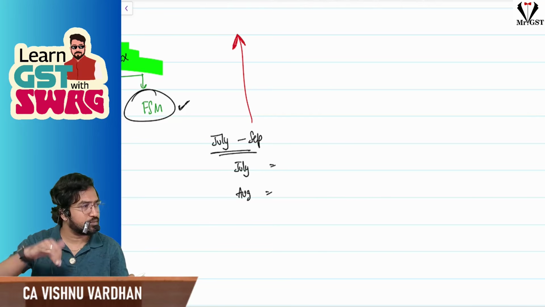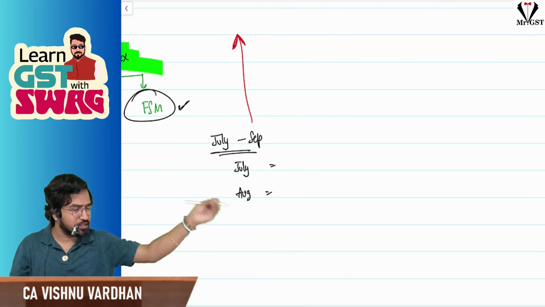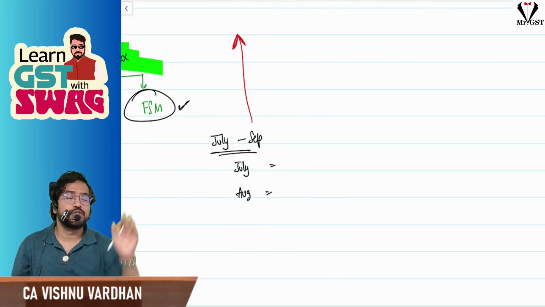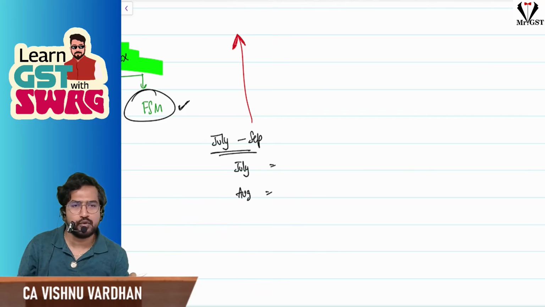Before this July to September, you are, oh madam, focus here. Okay, right. Fine. July to September, before that, you are paying under the QRMP scheme.